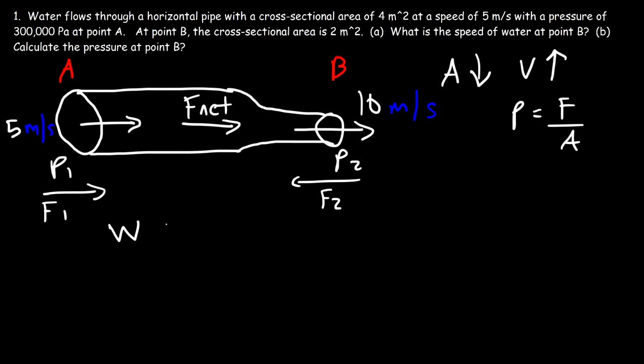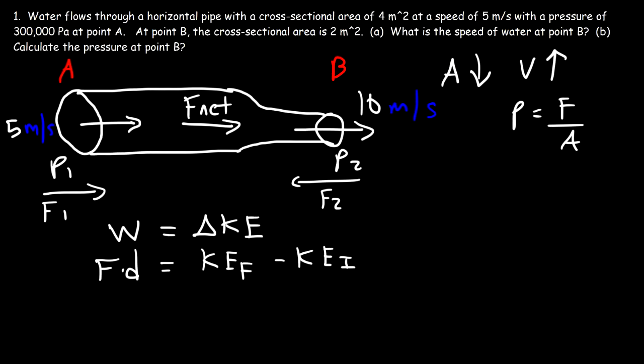So we could set W equal to delta KE. Now work, we know it's force times displacement. And the change in kinetic energy is the final kinetic energy minus the initial kinetic energy. Now keep this in mind, this is the net force.